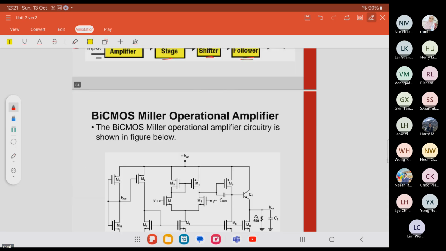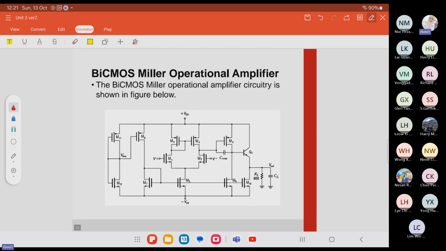Okay, so this is a circuit for the bigMOS Miller operational amplifier. Inside this circuit we have the capacitor. Ccomp is a compensation capacitor used to improve the bandwidth of the amplifier at high frequency.